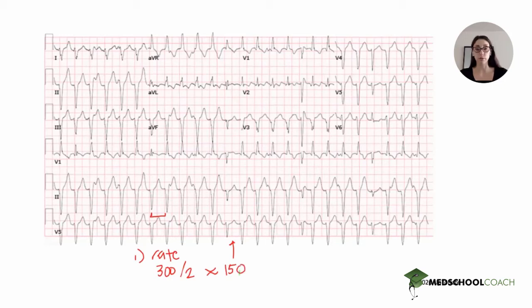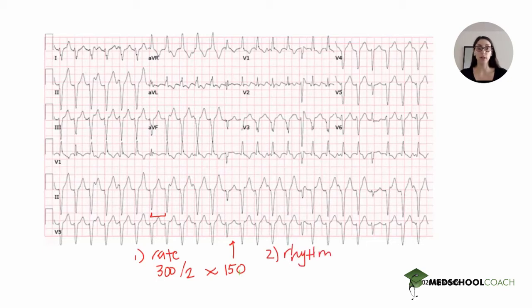So we always start with the rate. First step, when we use this trick, counting the number of big boxes between two RRs or two QRS complexes, and we divide 300 by the number of boxes. Then we want to take a look at the rhythm. Is it regular? Is it irregular? Does it look like sinus rhythm?